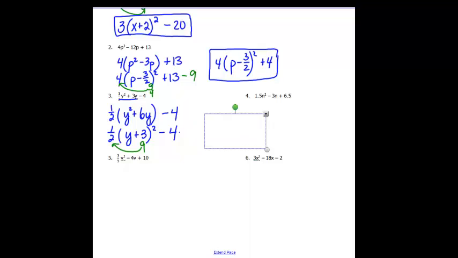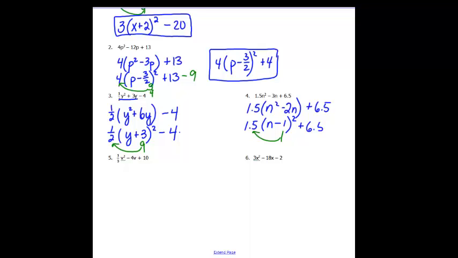Number 4. Again, I have to divide 3 by 1.5. If I divide 3 by 1.5, because I'm factoring out a 1.5, what is that going to give me? 3 divided by 1.5 is 2. So minus 2n plus 6.5. And then I want to take half of that middle term, so I get 1.5 n minus 1 squared. I know I square a 1, I get a 1, and multiply 1 by 1.5, so I have to subtract 1.5. So that gives me 1.5 times the quantity n minus 1 squared plus 5.